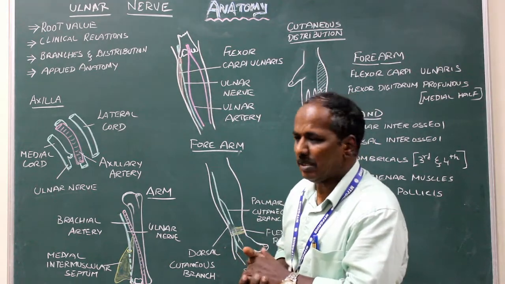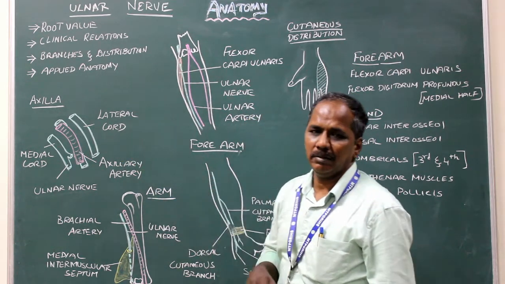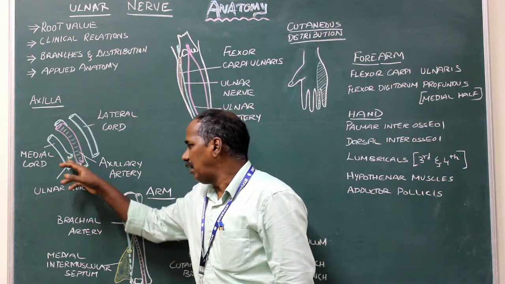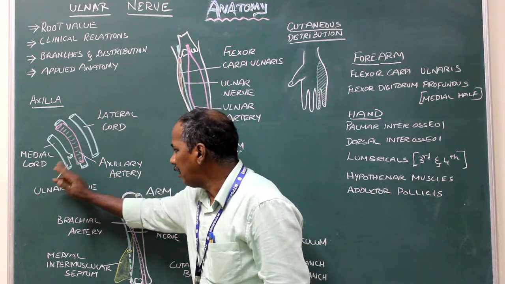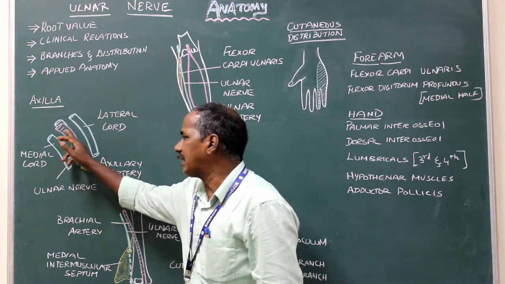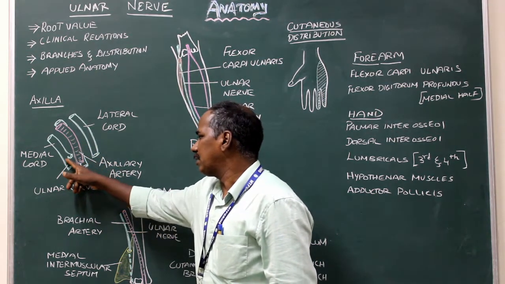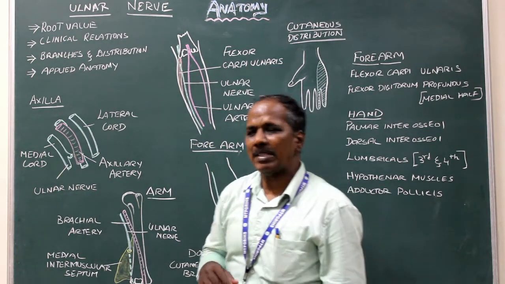Important clinical relations. In the axilla, the ulnar nerve lies medial to the third part of the axillary artery. This is the third part of the axillary artery. This is the ulnar nerve. It lies medial to the third part of the axillary artery.